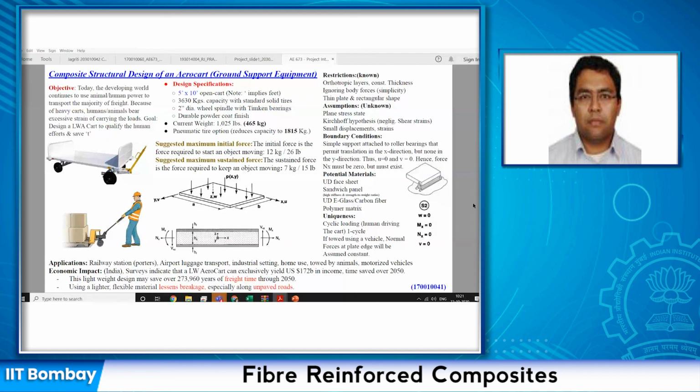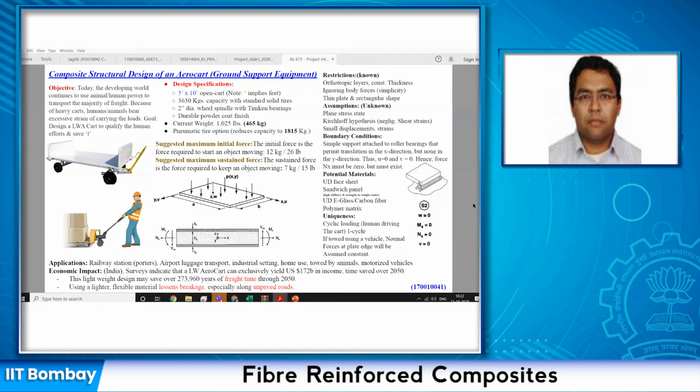The current weight of the carts which are present at the airports is around 465 kilograms, and they come with two options. Along with the pneumatic tire option, we have 1800 kgs of load capacity, and with solid tires we have 3600 kilograms of capacity. And these carts are made up of aluminium. So what I am proposing to do is make these carts of composite material, so that we can reduce the weight. So this is a schematic in the center.